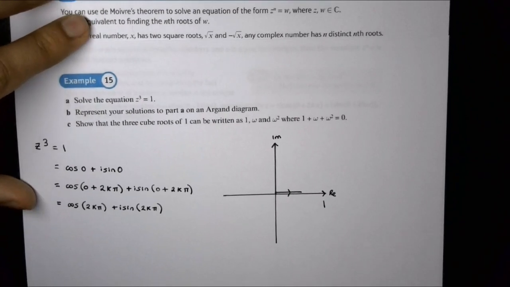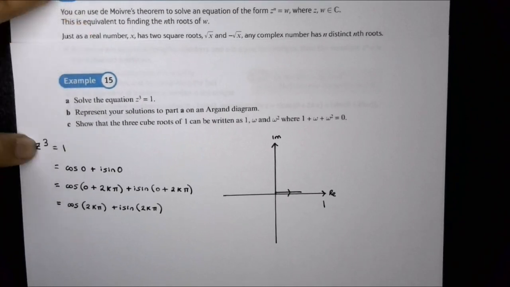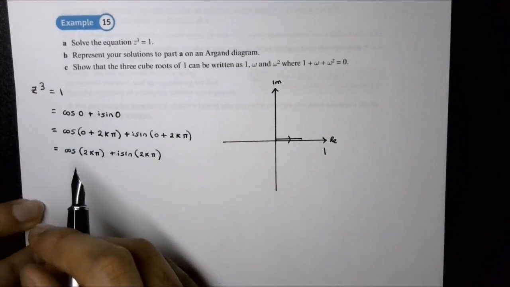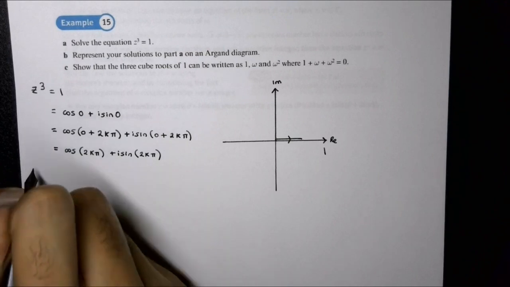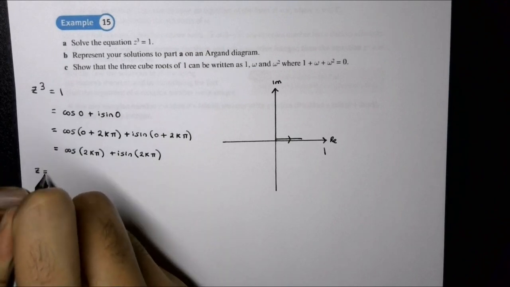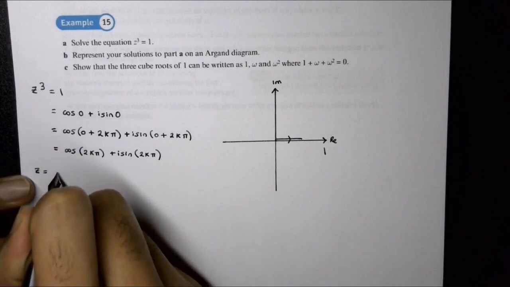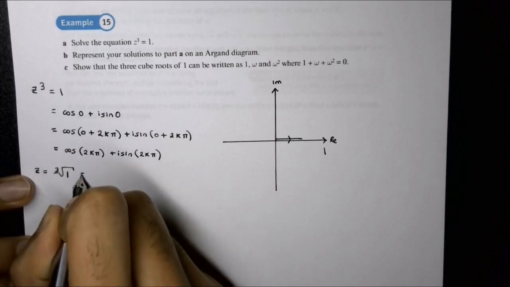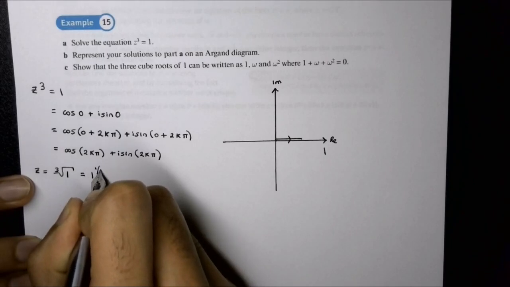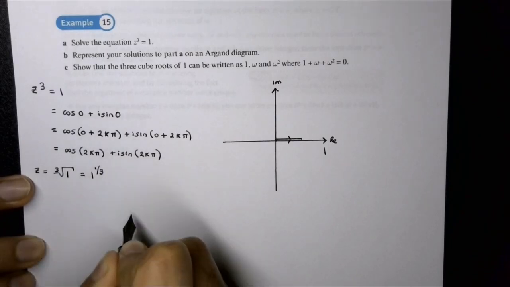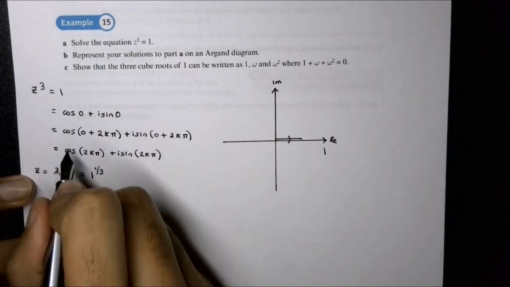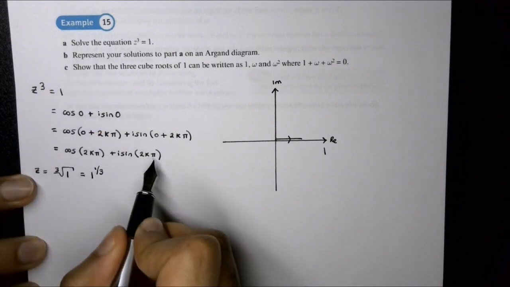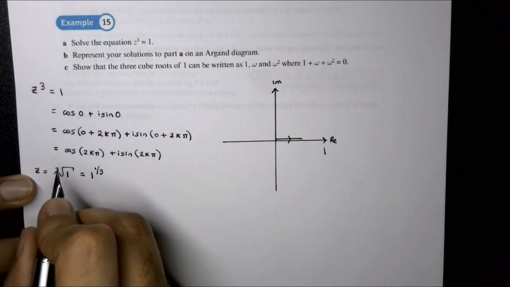Now, to help us solve this equation, we need to use De Moivre's theorem as stated over here. So how do we go about solving this equation? Well, what we would have to do is cube root both sides. So z is equal to the cube root of 1, which is the same as raising 1 to the power of 1/3. So using De Moivre's theorem, we know that 1 is equal to this result over here for an integer k.